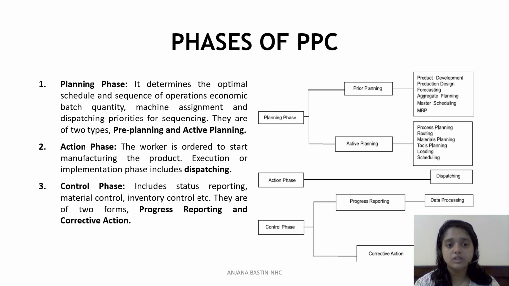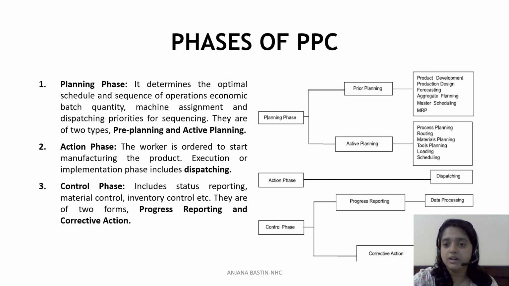Now, there are two types. We have pre-planning and active planning. Pre-planning is where all the initial things that we learned in the subject come in: how to set up your plant location, your plant layout, what type of product you want to produce, how to design the product. All that planning which happens before you even start the production, we call pre-planning. So in the chart you have a few examples. You find the planning phase, you divide into prior or pre-planning, which is the same thing.